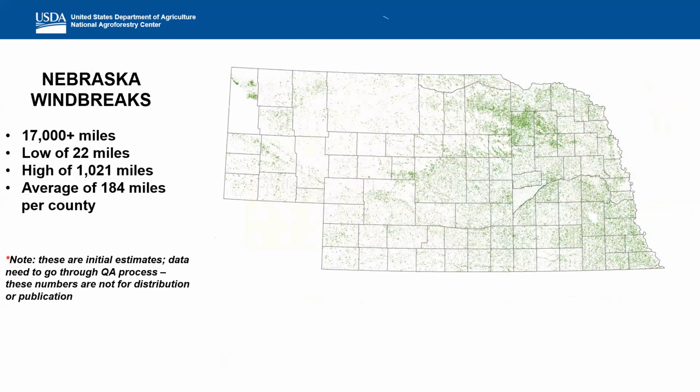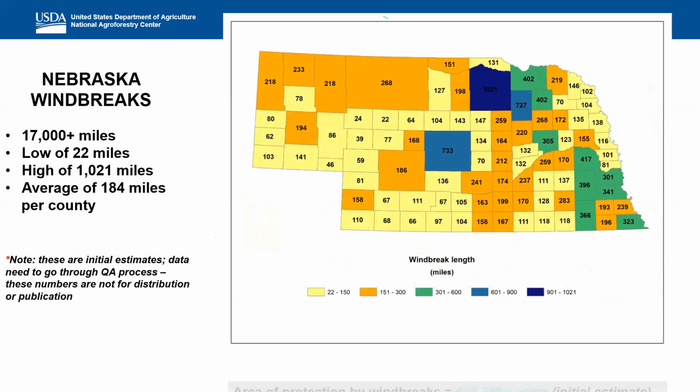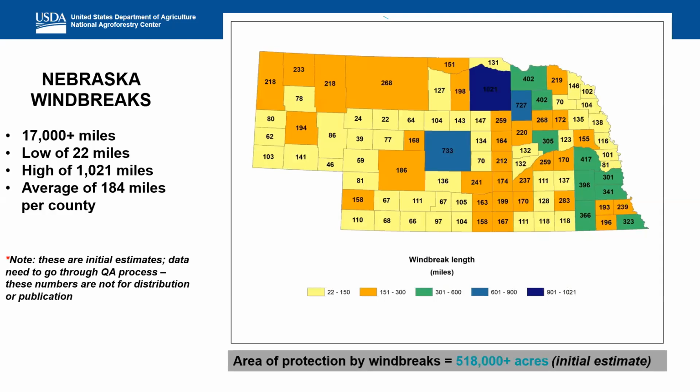Same thing for Nebraska, we estimate about 17,000 linear miles of windbreaks for 2014. And here's the county map, windbreak length by miles. And again, these numbers use some generalizations, for example, we don't have tree height, it's not part of our data set. But this shows an estimated area protection by windbreaks of over 518,000 acres.